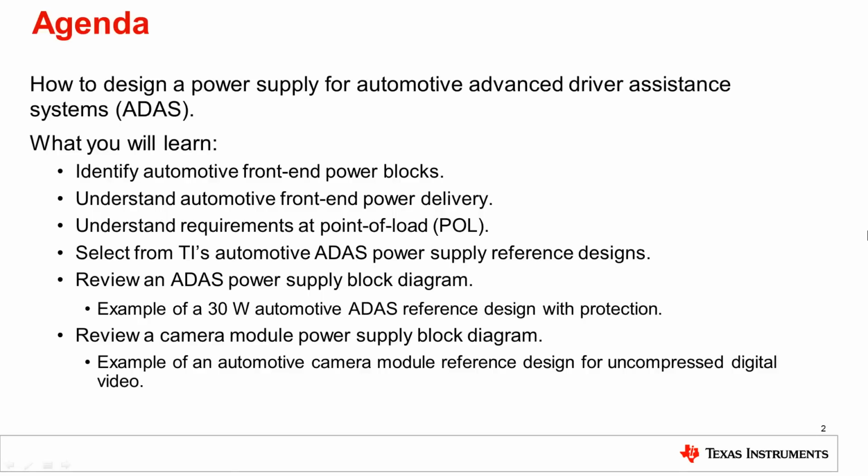Here is the agenda of the presentation. We will go into the details of the automotive front-end power block and also review two ADAS power solutions. The first one is an example of a 30-watt automotive ADAS reference design for a typical surround view system, and this will include all the protection. The second reference design will be a complete automotive camera module design, where we will go into the details of EMI requirements, POC filter requirement, the power over coax filter requirement, as well as input voltage transient requirement.